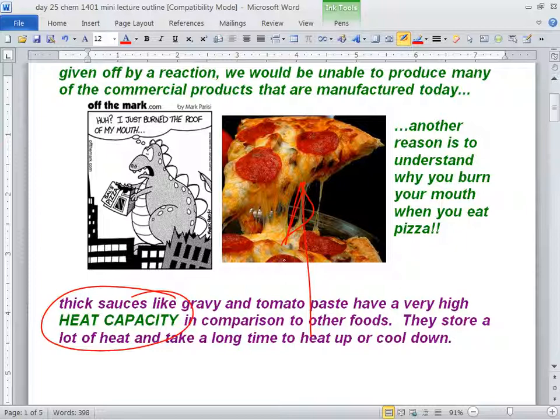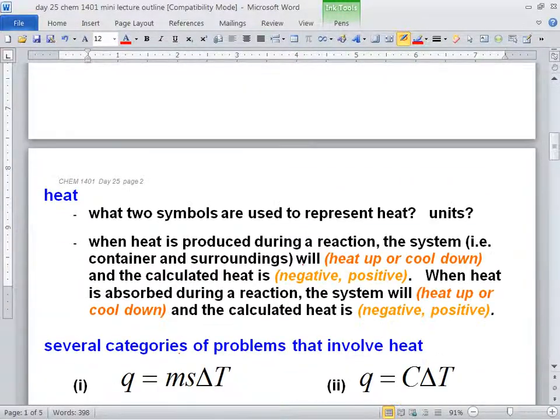In other words, you put that in the oven, and it takes a long time for that tomato paste to warm up, because it has a very high heat capacity. It's going to take a lot of heat just for it to go up 1 degree Celsius. That's a very high heat capacity. So it's going to take a long time for it to heat up, and a long time for it to cool down. Things with high heat capacities.